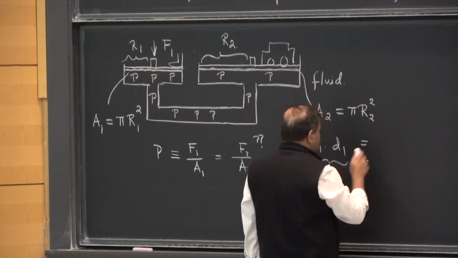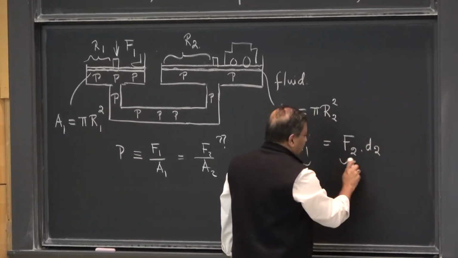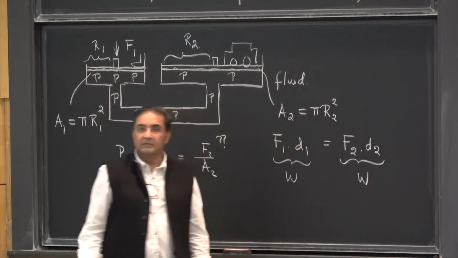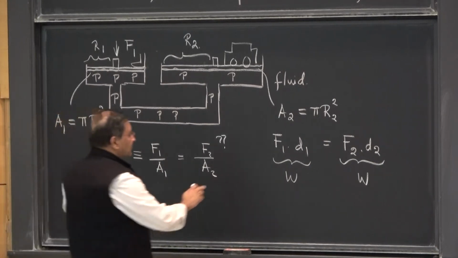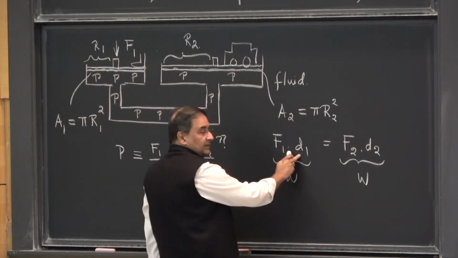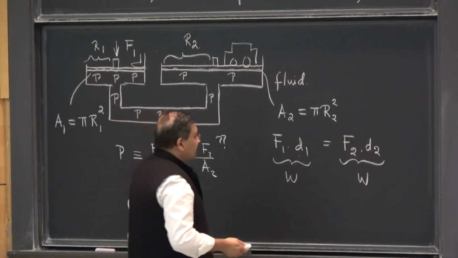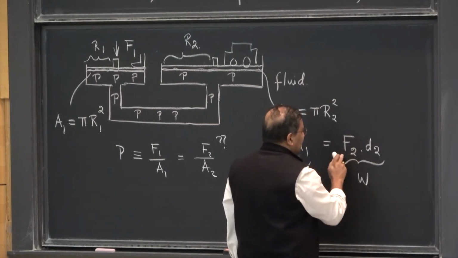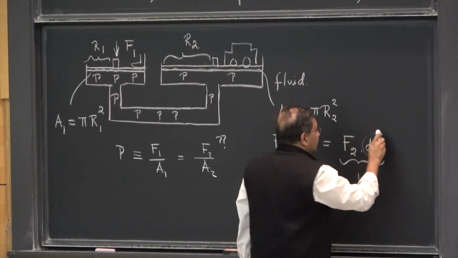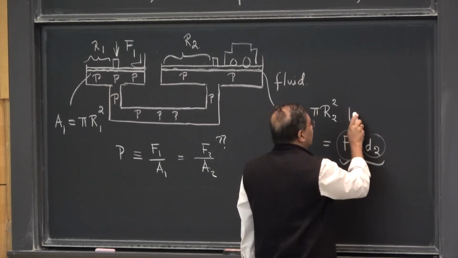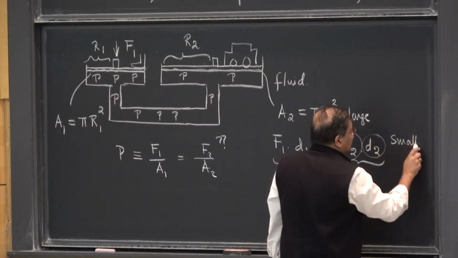And since energy must be conserved, F1 times d1 must be equal to F2 times d2. So this is also the same work done, W. So if F1 is what I apply, and d1 is something that I put in because of how hard I press this piston, I already by design am getting a very large F2, right, in this case, which means that d2 must be small. So if this is large, this must be proportionately small.